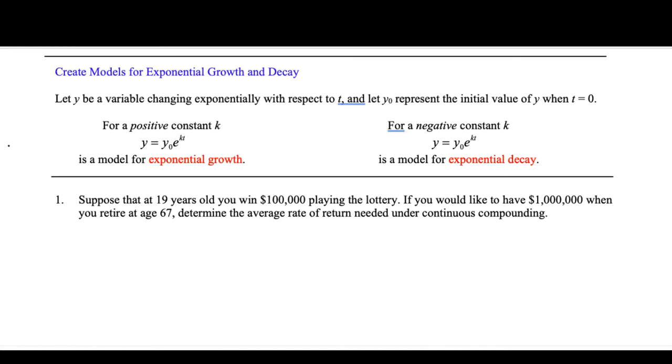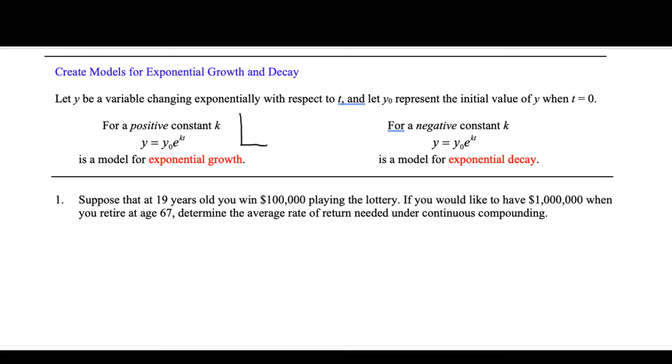a quantity of time. And if we let y subscript 0 represent the initial value of y when t equals 0, then an equation of this form, y equals y sub 0 e to the kt, can be used to model either exponential growth or exponential decay. In the section on graphing exponentials, we looked at two examples of this, but just a quick rehash here, right?